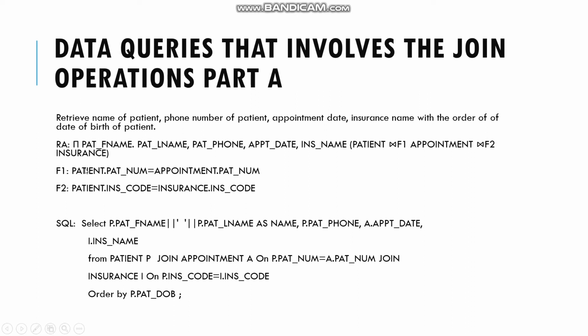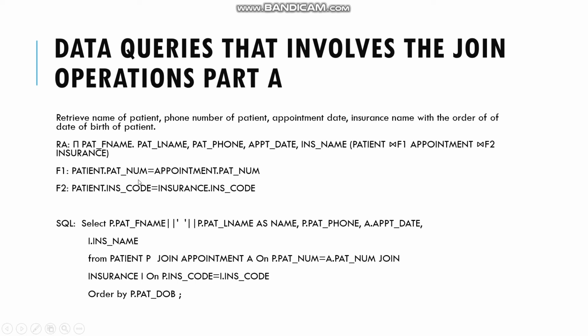As you can see in the relational algebra, we project the 3 attributes from 3 different tables. The patient first name, patient last name, and patient phone number are from the patients table. The appointment date is from the appointment table, and the insurance name is from the insurance table. So if you want to project these attributes from 3 different tables, you need to use the join operation.